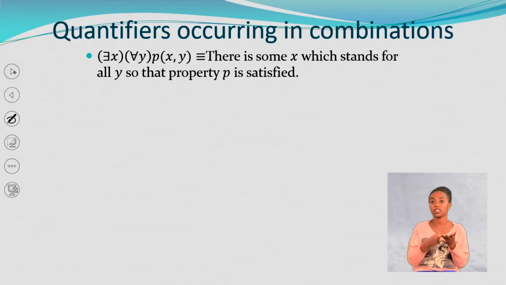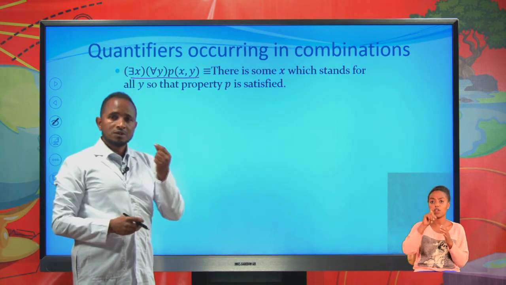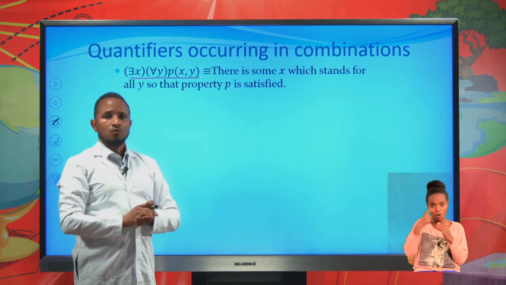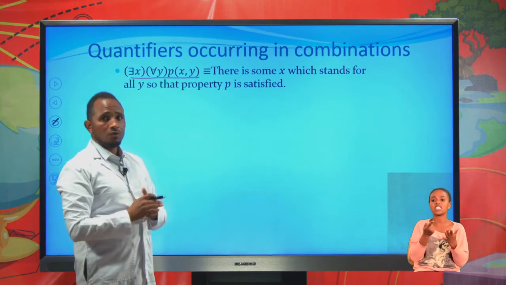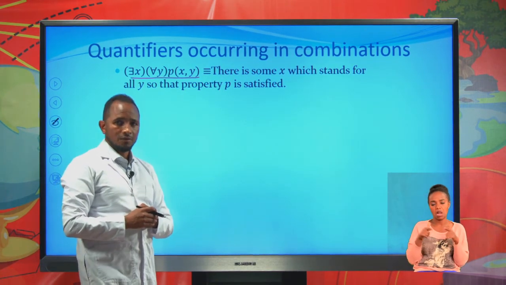Here it says, for some x, for all y, p of x, y. What does this mean? This means there is some x which stands for all y so that the property p is satisfied. In other words, there is at least one value of x which stands with all values of y so that this property, the property p of x, y, is satisfied. This is the meaning. Now let's see an example for this.